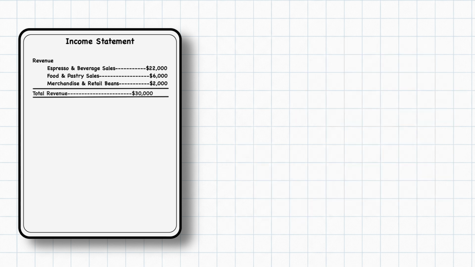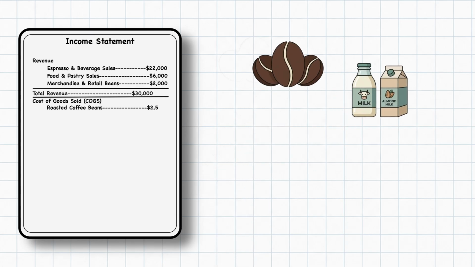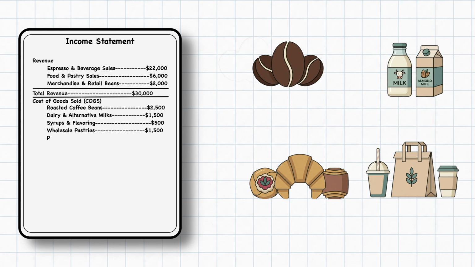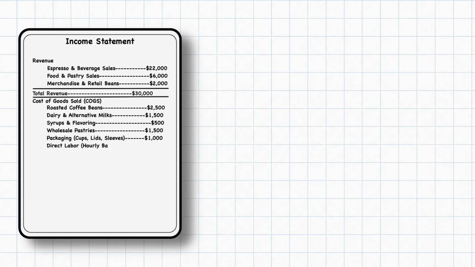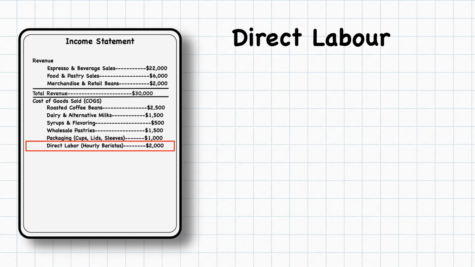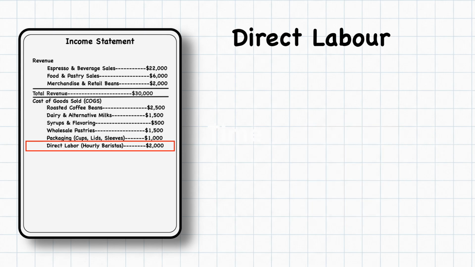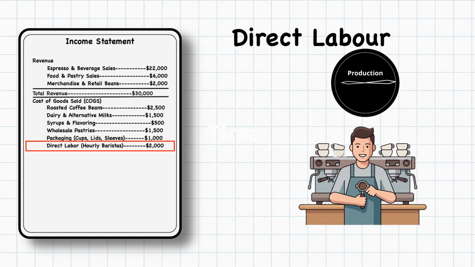First, we subtract the direct costs to make those specific drinks, your cost of goods sold, or COGS. Again, we get specific here. Your COGS line items will list your roasted coffee beans, dairy and alternative milks, syrups, wholesale pastries, and packaging, meaning every cup, lid, and sleeve. It also includes your direct labor. Direct labor is the money you pay to the people physically making your specific product. For our coffee shop, these are the hourly wages of your shop floor baristas. Their time is directly tied to producing the coffee you sell.